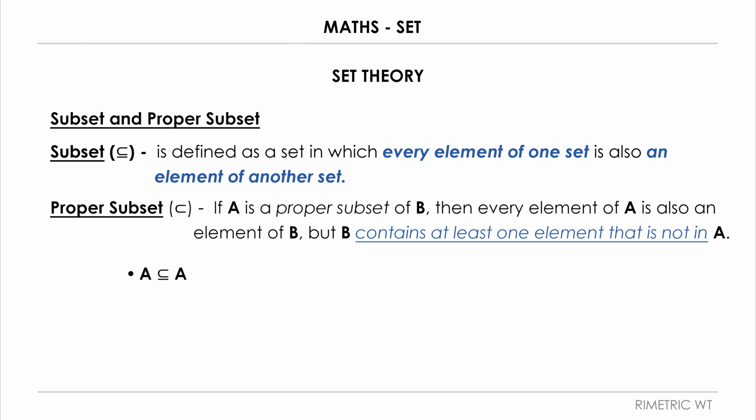Remember that every set is a subset of itself, and the empty set is a subset of every set. However, no set is a proper subset of itself, because a proper subset must always be strictly smaller than the set that contains it.